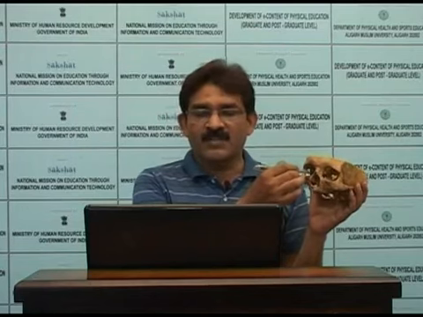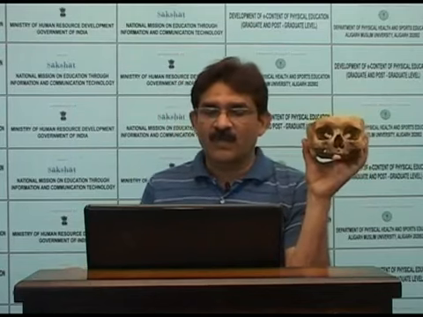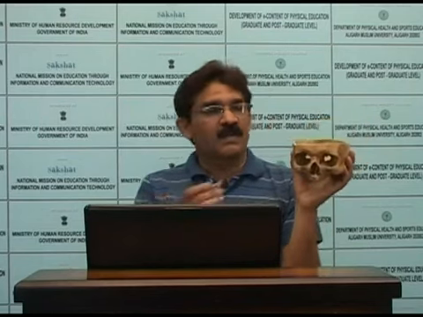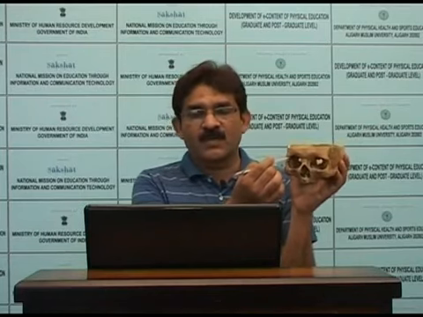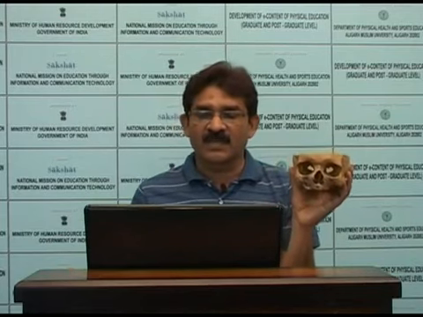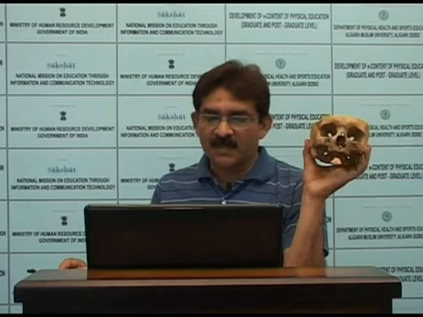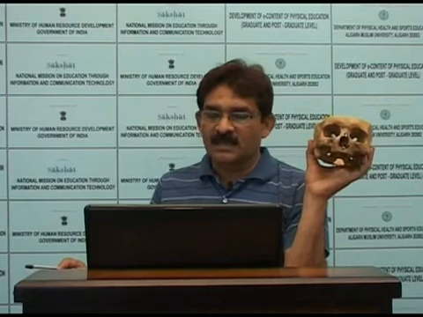This is the orbital portion. The frontal bone forms the roof of the orbit. Nasion is the area where the frontal bone meets the nasal bone. This is the nasal bone. The glabella is a smooth, slightly depressed area located just superior to the nasion.